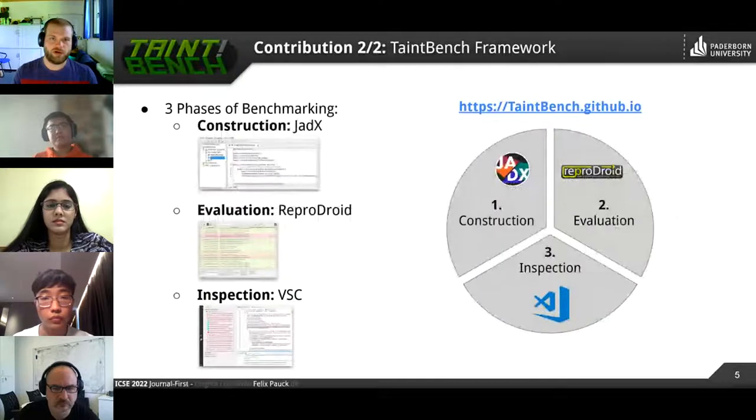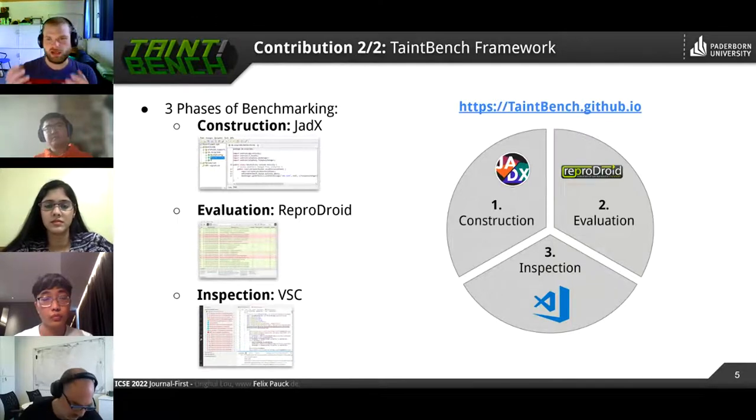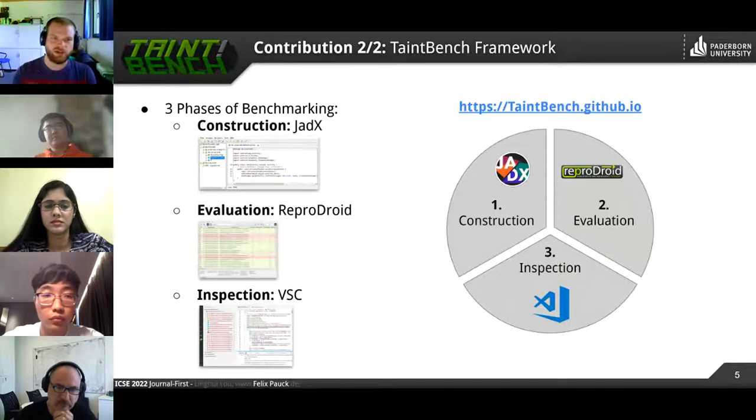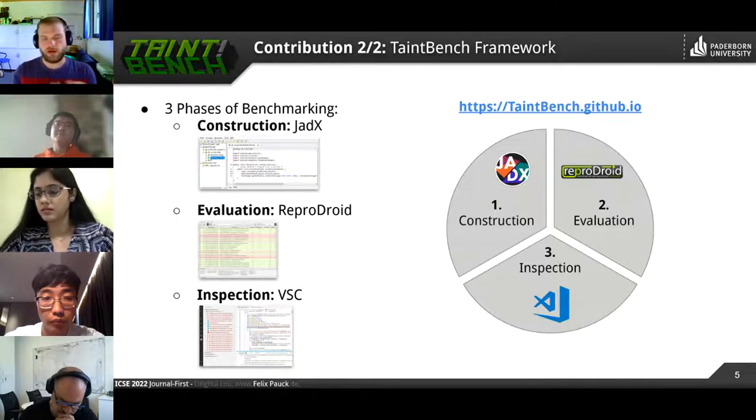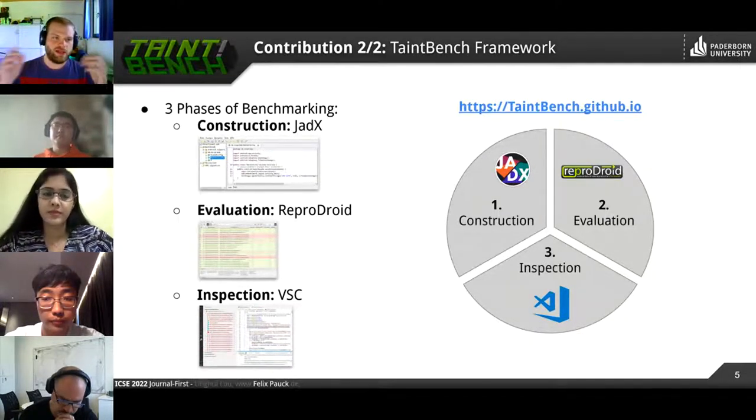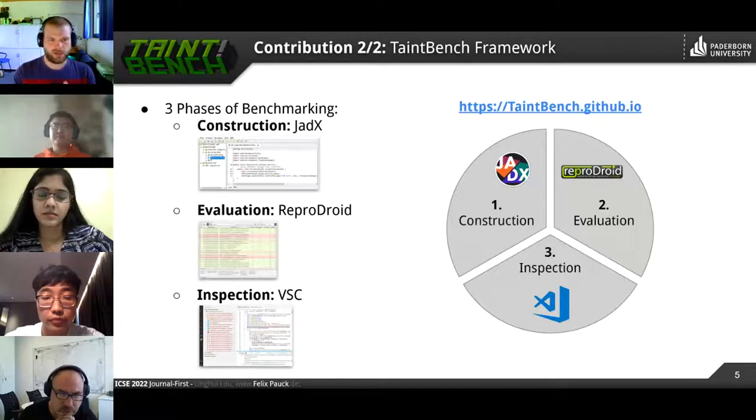The second part of our contribution is the framework, the TaintBench framework. It supports you with three phases of benchmarking. The first phase is the construction or the extension of benchmarks. So you can take TaintBench or construct a new benchmark via JADX or the plugin we added to JADX that allows you to document taint flows inside the GUI. So just like in an IDE, you can mark statements from where to where the taint flows are going and output them as a benchmark case. Then in the second phase, we support you with the evaluation.